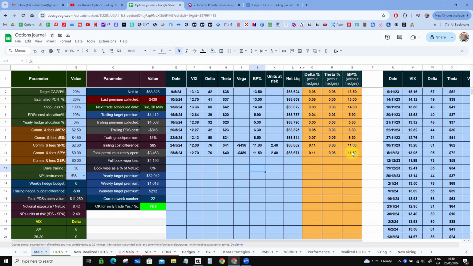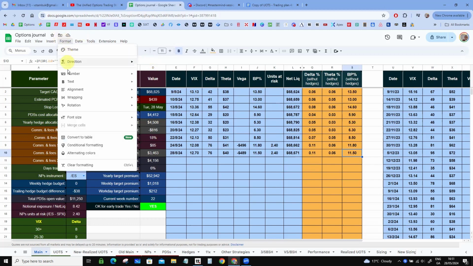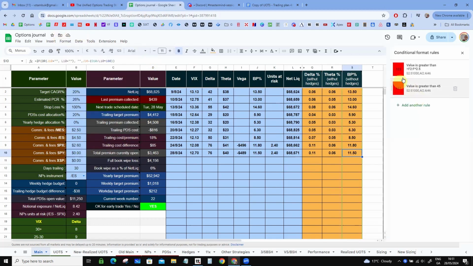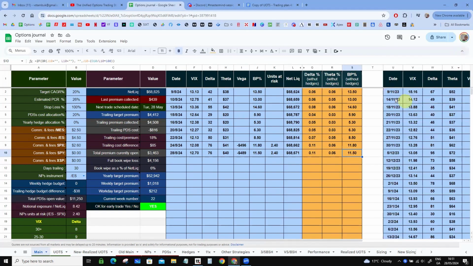And to help with that, if you go to this column, and you go to format and then conditional formatting, you will see that it will turn red if this value is over 45 or over 2.5 times the column F, which is VIX. So that would turn red and alert us to the fact that we might be overexposed according to these metrics. So that's something to keep in mind.